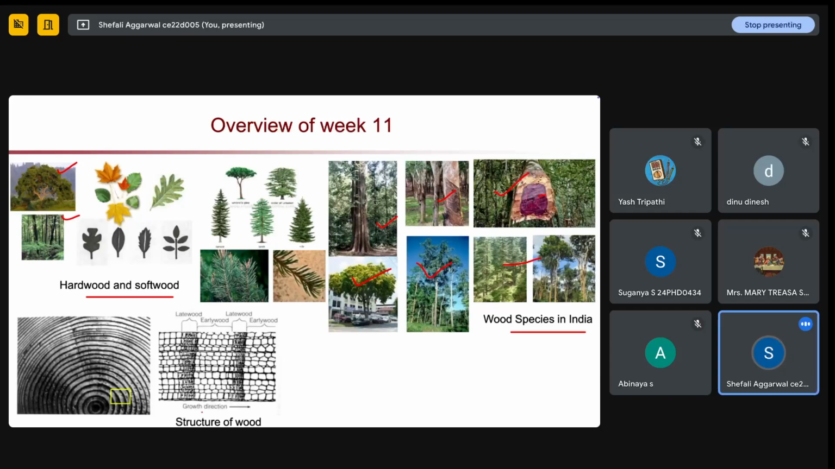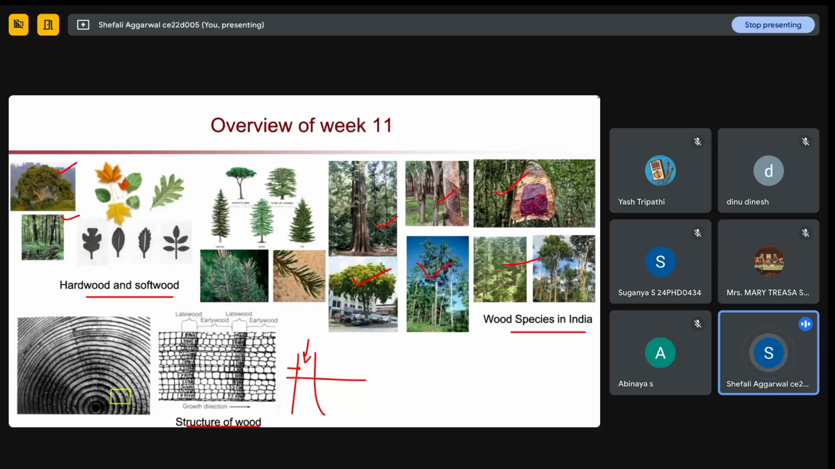So the next thing is, what is the structure of wood? If this is your tree trunk, and you cut your tree from this point and see from the top view, you will see some annual rings in this form, and this is the growth direction if you are seeing from this point of view. So these are different types of wood, these annual rings are in this way.